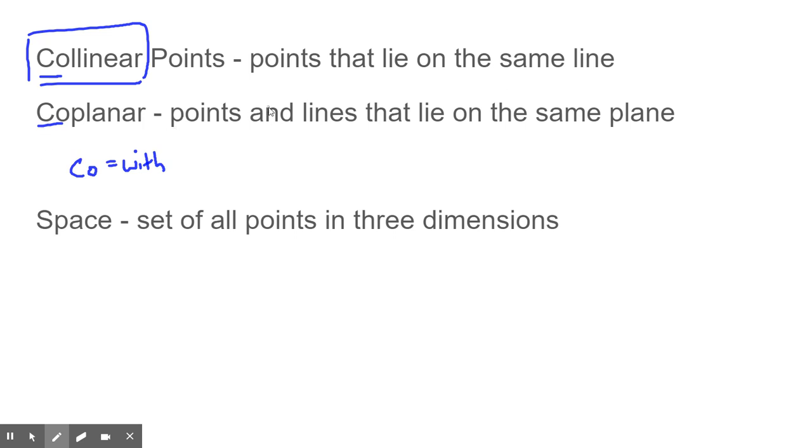Coplanar then extends to points and lines because you can have lines on these planes. And in this class, almost everything is coplanar because it's all 2D. Now, space is the set of all points in 3D. So here's where you get into your 3D idea, and again, that's later in the year. All right, so this is the first video for these notes. I'll make a second video right now.